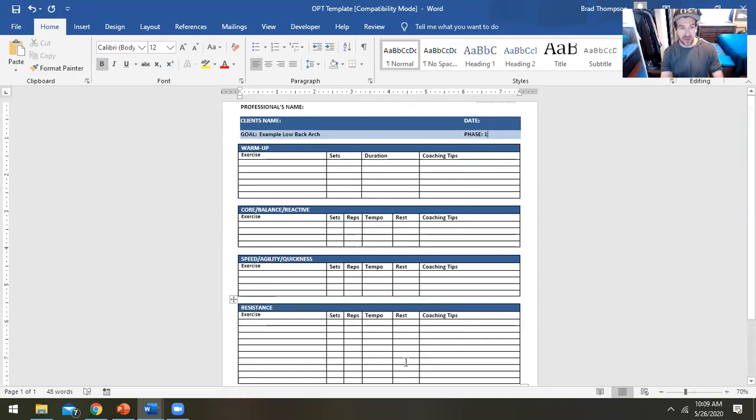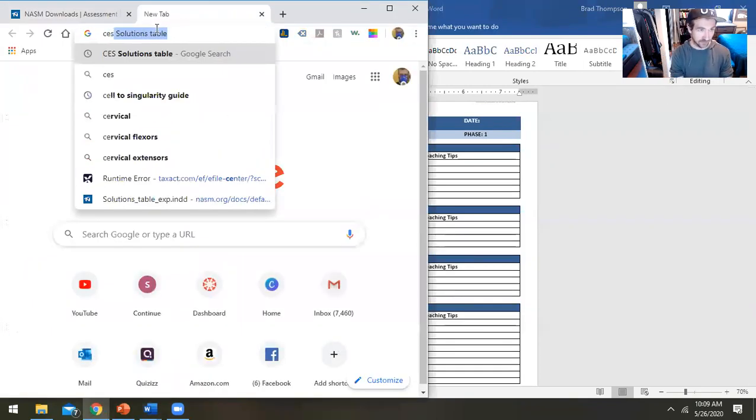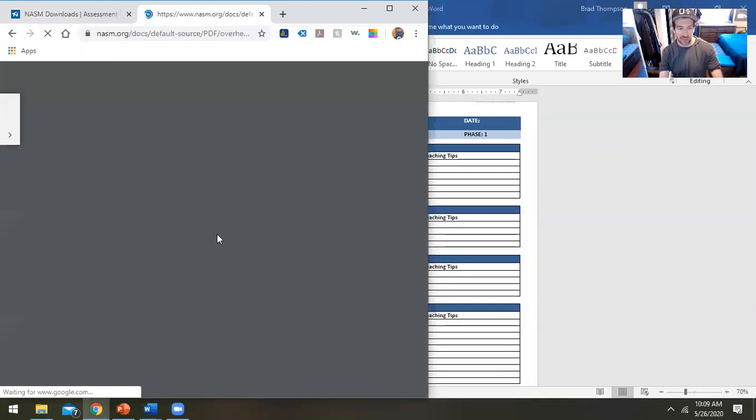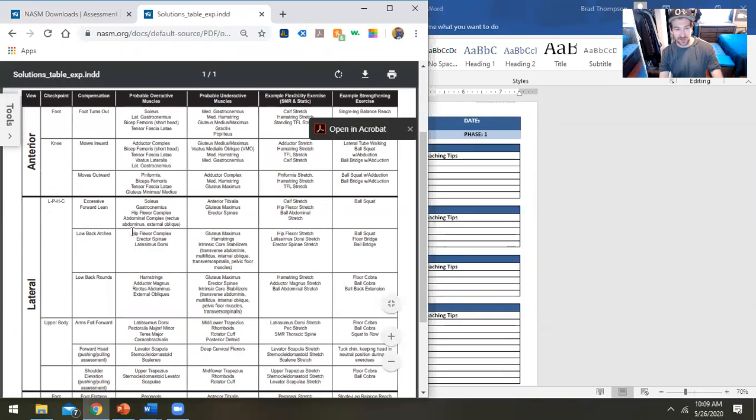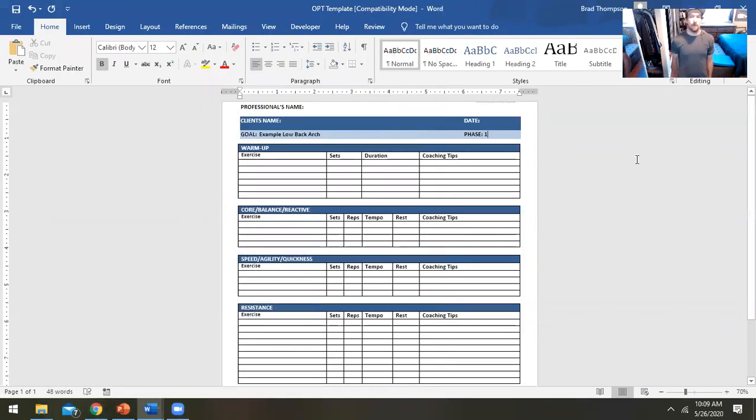So again, going back to our client with a low back arch, our probable overactive muscles are going to be the hip flexor complex, the erector spinae, and the latissimus dorsi, but the lats could be an upper body dysfunction more so than lower body dysfunction. So if my client did the overhead squat and did a big intense low back arch, but then as I had them take their arms down, they still had that low back arch, we're going to say it's lower body dysfunction. We're looking at an anterior pelvic tilt.